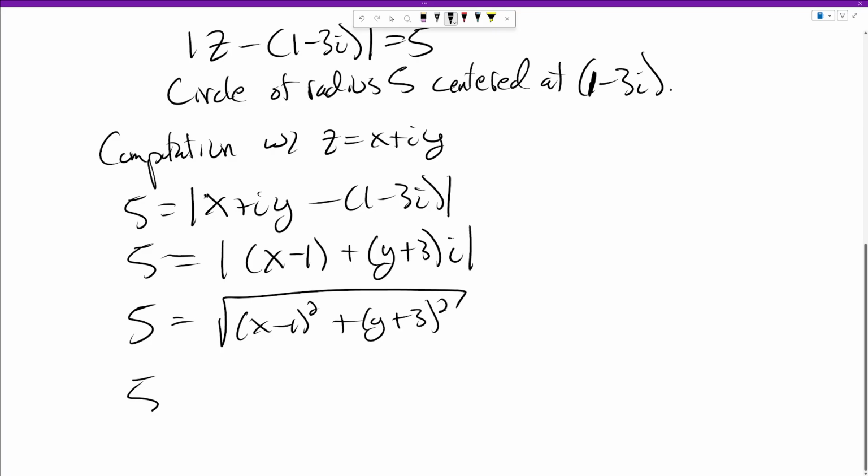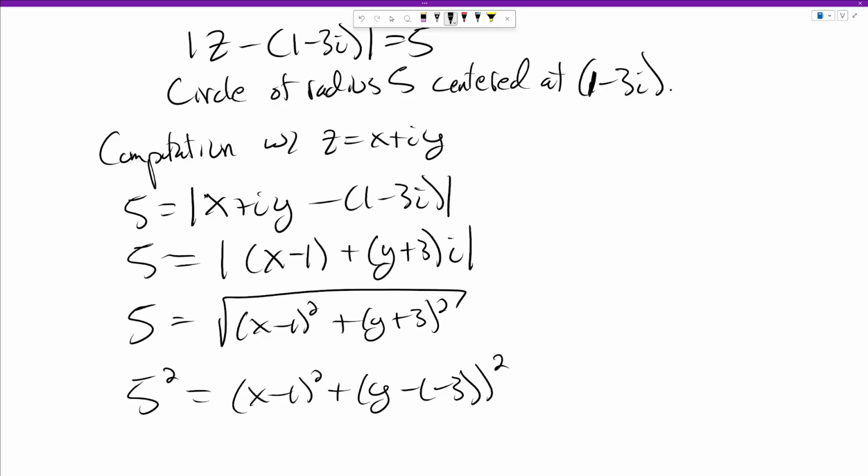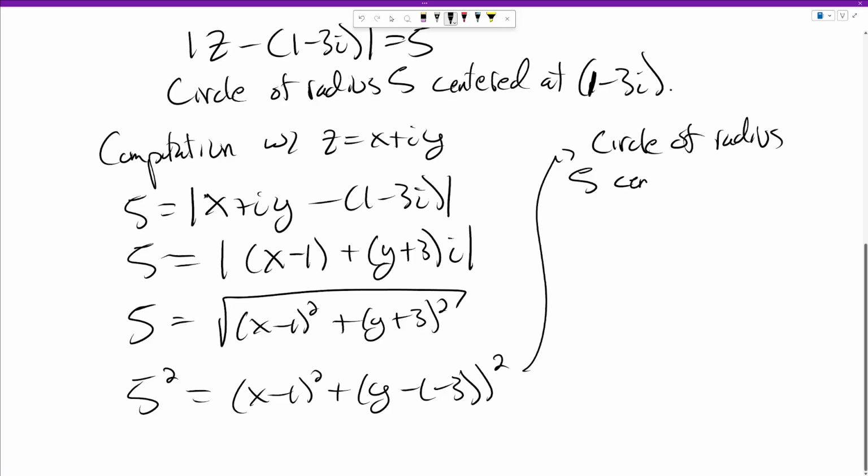And if you were to square both sides, you would get 5 squared is x minus 1 squared plus, I'm going to choose to go back to writing this as y minus negative 3 squared, which we know from whenever we learned about the equation of a circle. This also describes a circle of radius 5 centered at, well, our x coordinate's 1 and our y coordinate should be negative 3, and that of course corresponds to the complex number 1 minus 3i. So it's in fact the same thing.